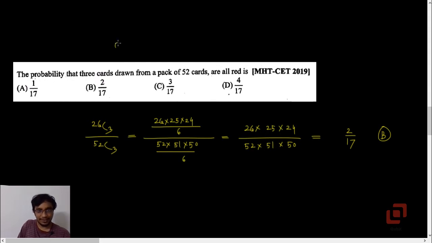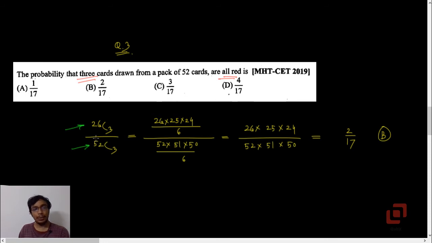Let's go to question 3. It can't get simpler than this. The probability that 3 cards drawn from a pack of 52 cards are all red. We know that out of the 4 suits, 2 are red and 2 are black. Now don't think that the probability will be 1 by 2. No, that's not right. In how many ways can you pick 3 cards out of 52? 52C3.